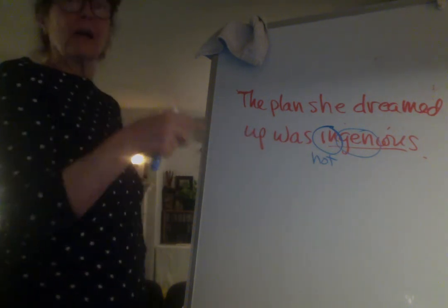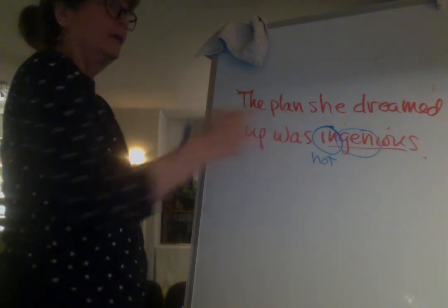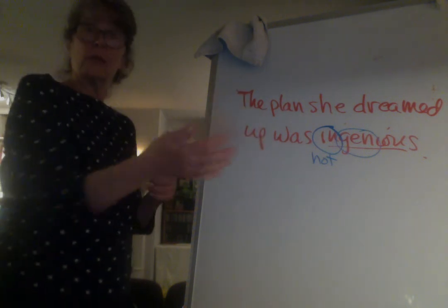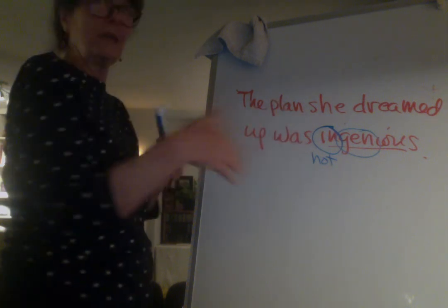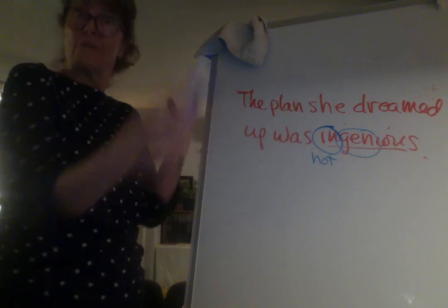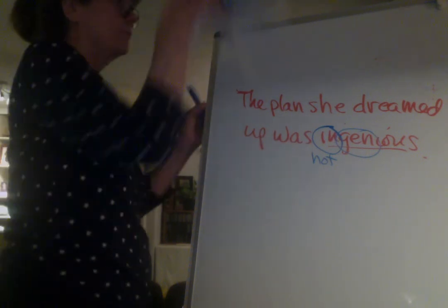But if we think about this third strategy, then we think this looks like smart or intelligent or clever, and we can make a guess that ingenious means smart or intelligent or clever. The plan she dreamed up was very smart, very intelligent, very clever. Okay? All right, so turn the page over and go back to the next example.